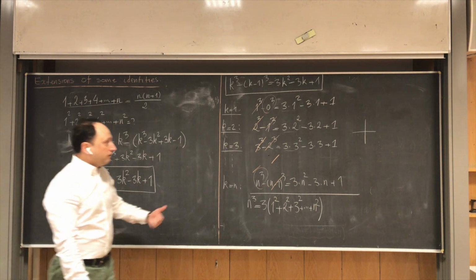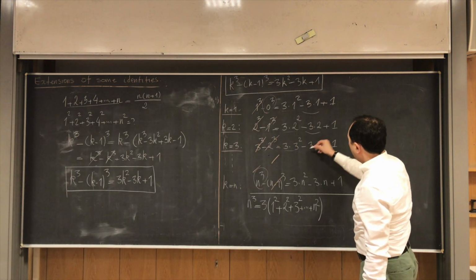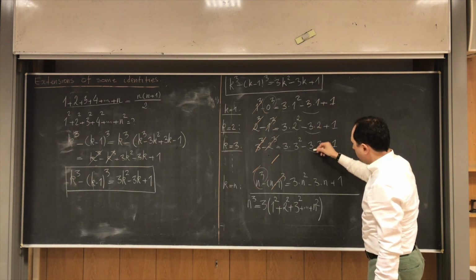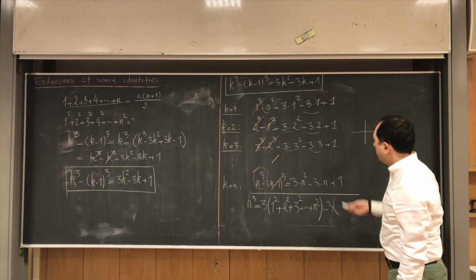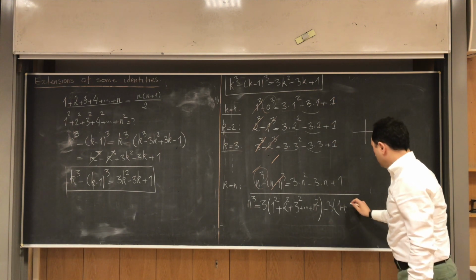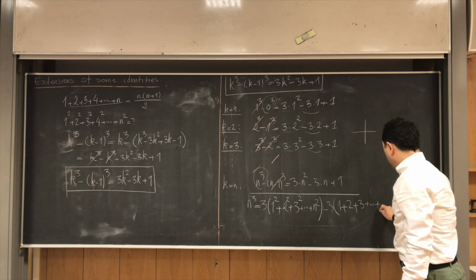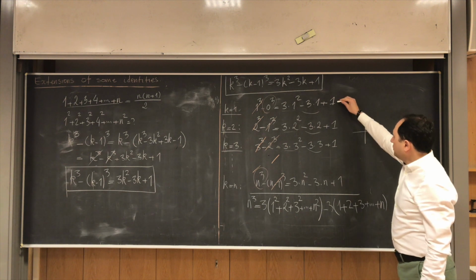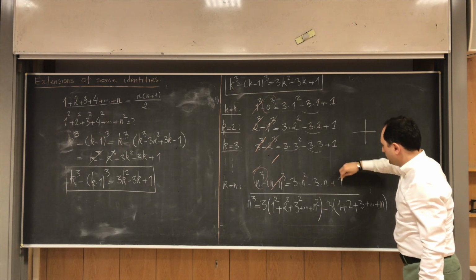Okay, but now, of course, I have some leftovers. Here, and this one, all of them share a factor of minus 3. So I can take minus 3 out. But let us see what happens. 1 is left. The next one is 2. The next one is 3. And then you continue up to n. And then you have 1 plus 1, 2 plus 1, 3, up to here, it's n.